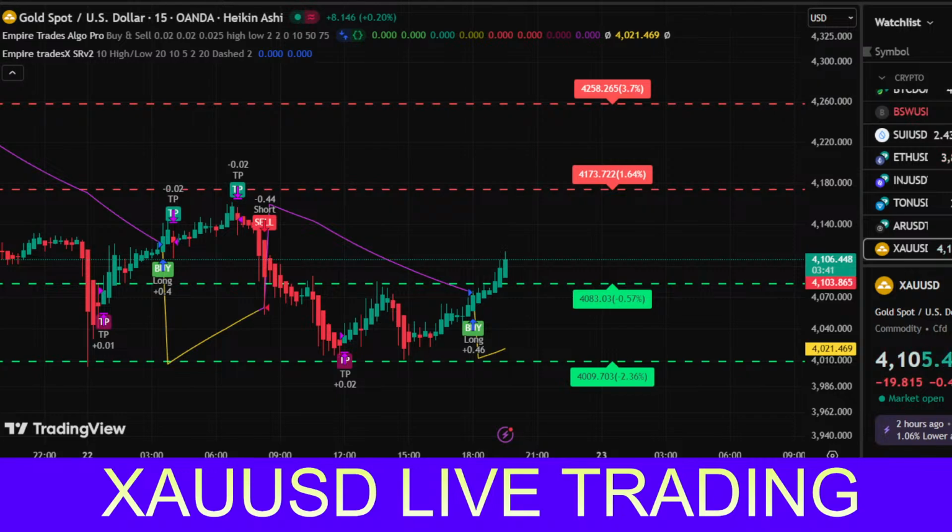Bots also excel in executing trades with speed and precision. They can analyze vast amounts of data and respond to market movements in milliseconds, far faster than any human could. This speed is crucial in Forex and gold trading, where even slight delays can result in missed opportunities or suboptimal entry and exit points. By ensuring timely execution, bots can help traders capture favorable market conditions more effectively.